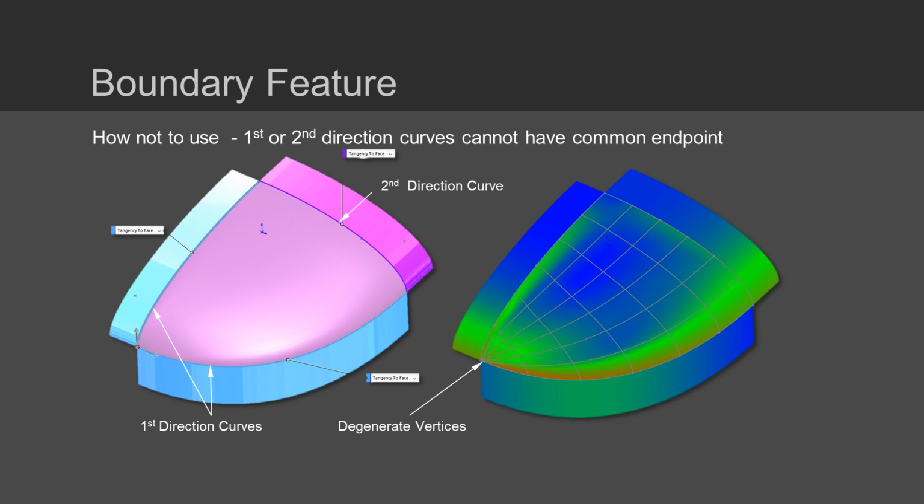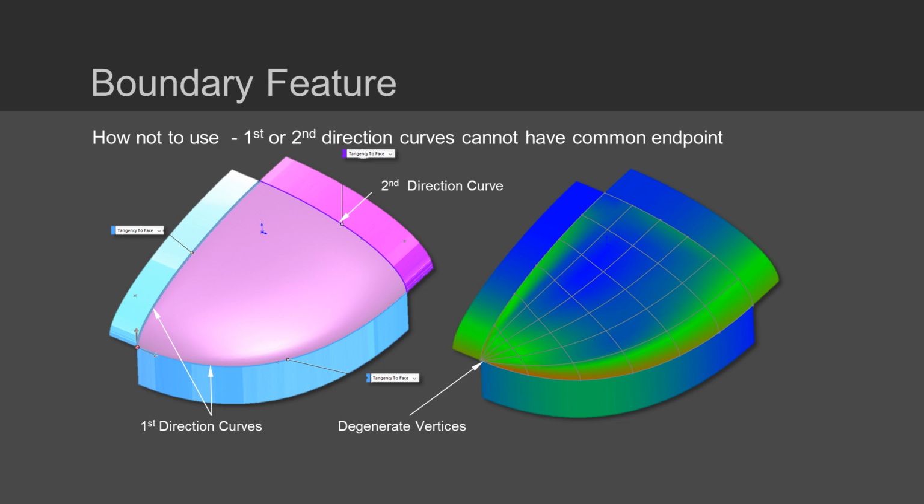So one way that is important to not use the boundary feature is if you have a surface that you're defining where the first direction or second direction curves have a common endpoint. Now, SolidWorks will allow you to do this feature, but if you turn on curvature or face curves, you'll immediately see that you probably won't want to do this feature this way.